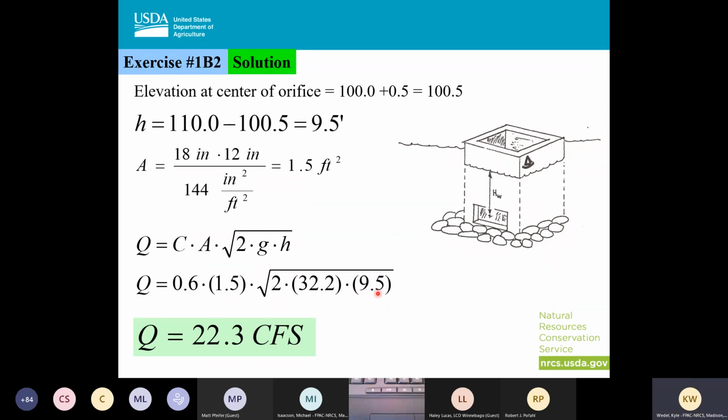So kind of the things to note on this again are as my head increased, so did my flow. But from the examples that I did to the examples that the second set is, the orifice size decreased, and as my orifice size decreased, so did my flow as well.